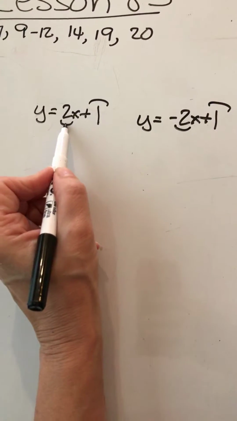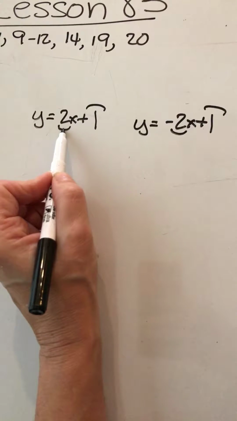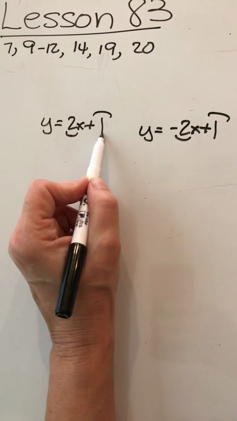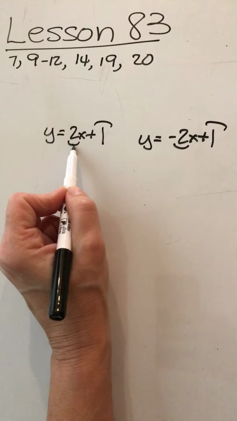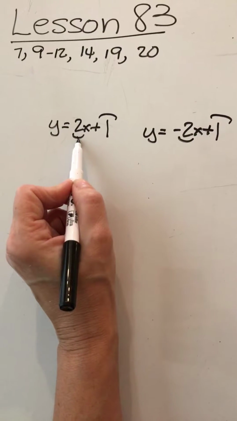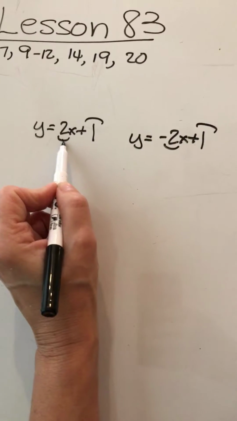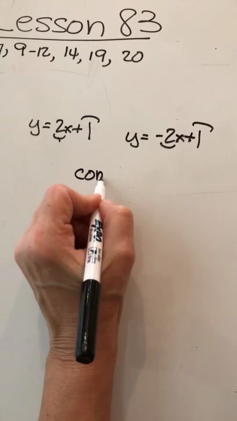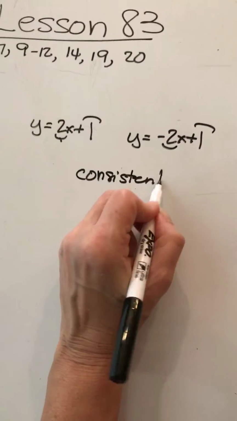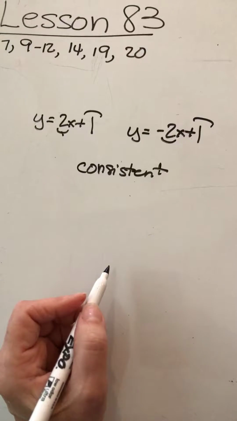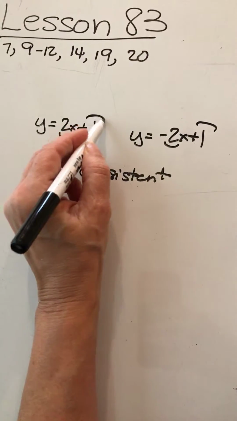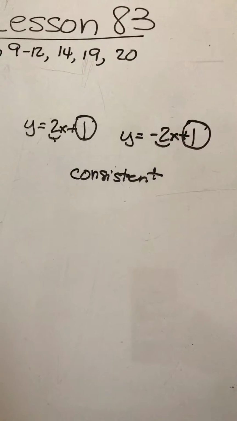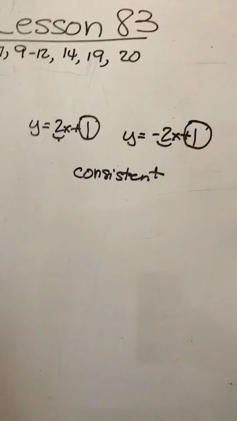The slopes are not the same, yet the y-intercepts are. When the slopes are not the same, they only intersect at one point. So these lines are consistent because they only intersect at one point. And my guess would be, actually my intellectual guess would be they intersect at where y equals 1.